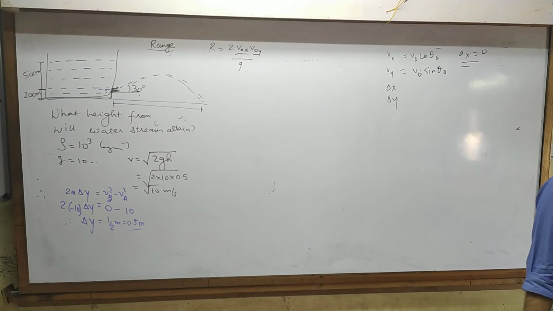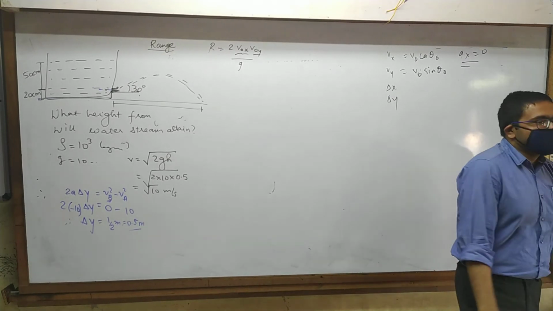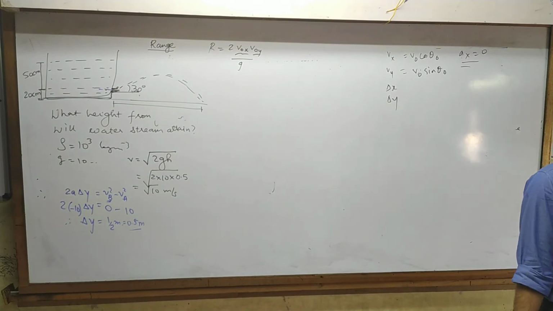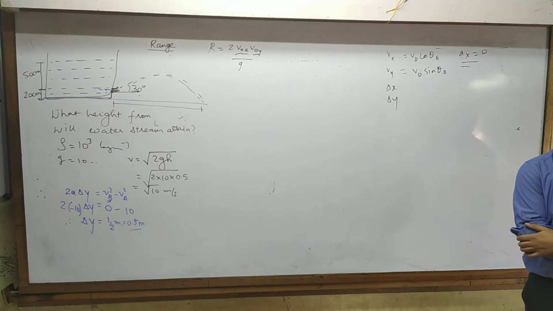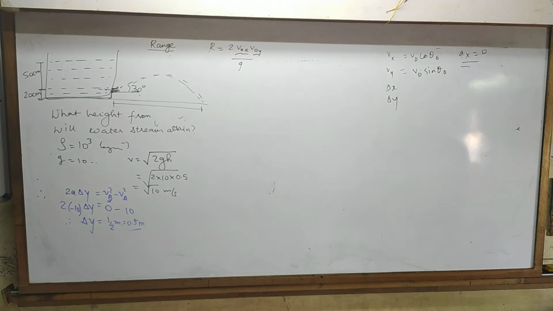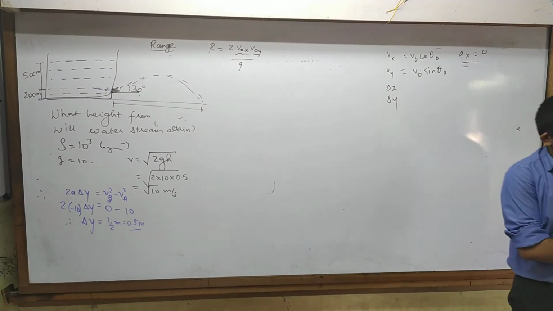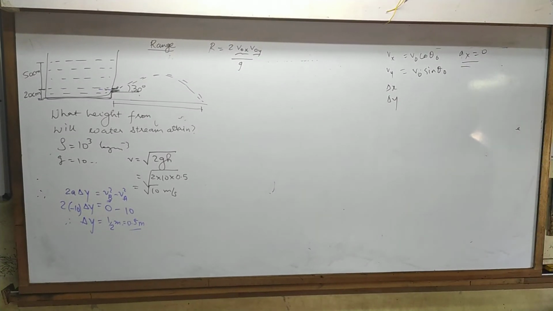V square equal to... 2a delta y equal to... delta x equal to ut plus half at square, so v0t plus half at square. Okay.